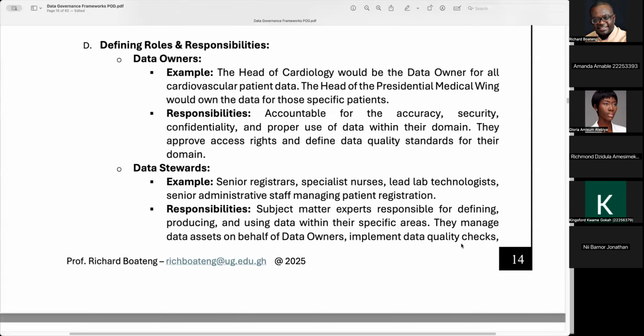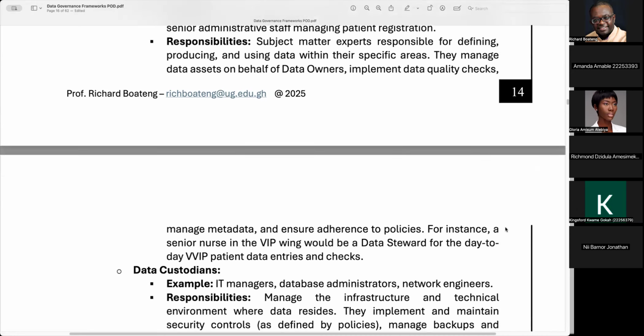Okay. Data stewards, perhaps a senior registrar or a dedicated nurse manager in the VIP wing, would be responsible for the day-to-day data quality, metadata documentation, and policy adherence for those sensitive records, working under the direction of the owner. IT managers would serve as data custodians, responsible for the secure operation of the technical systems storing the data. And every single data user, from administrators to clinicians to support staff, must understand their specific heightened responsibilities and the severe consequences of error or negligence, especially when dealing with VVIP data.